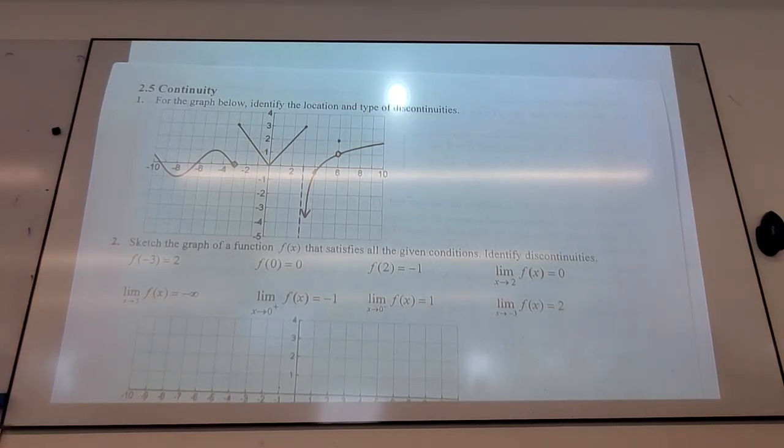No, that's input of negative 3. Input of 2, yes, good. Now, as I approach 2, my output should go to 0. So you know where there's an open circle.